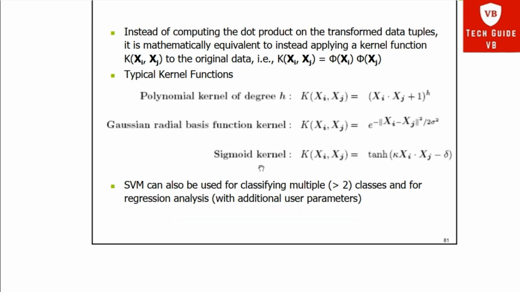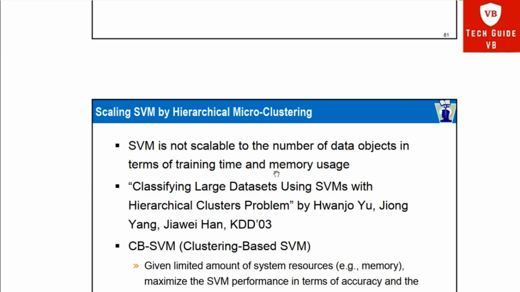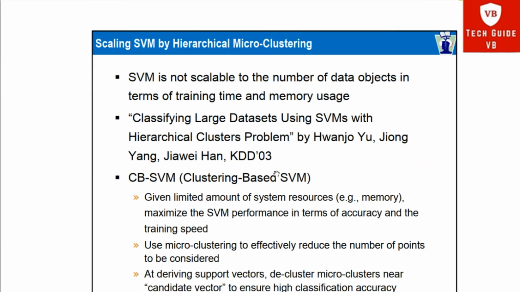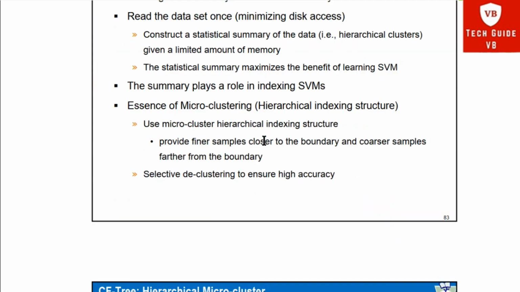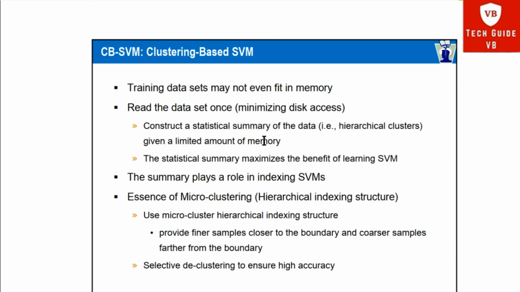Then SVM can also be used for classifying multiple classes, that is more than two classes, and for regression analysis with additional user parameters. So, scaling SVM by hierarchical microclustering. For more than two classes, SVM can be used. You know that. And SVM is not scalable to the number of data units in terms of training time and memory use. Clustering, hierarchical microclustering is used. Okay, we will not go into detail of this.